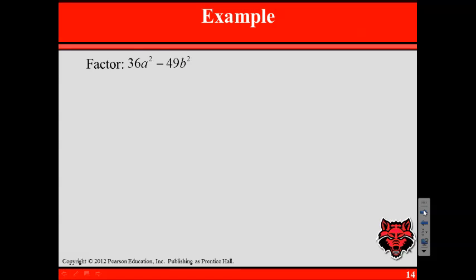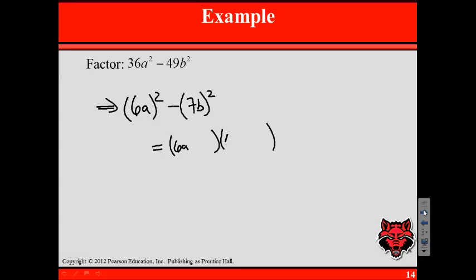We use the same exact process when each term has a variable. Here we have 36a squared minus 49b squared. 36 is 6 times 6, so we can rewrite the first term as 6a to the 2nd power. The second term, 49 is 7 times 7, so 7b to the 2nd power. Filling in our binomials, we use the 6a and the 7b. In the first set of parentheses, we are adding. In the second set of parentheses, we are subtracting.